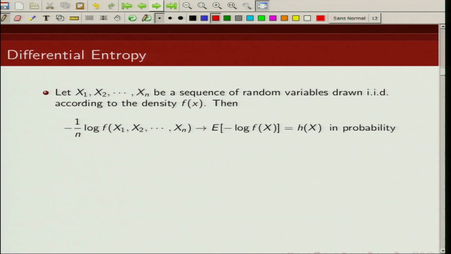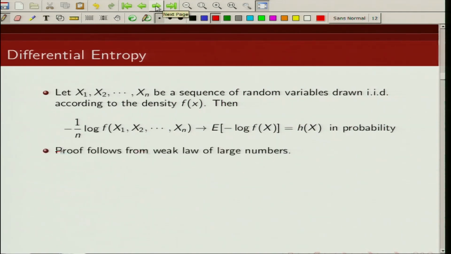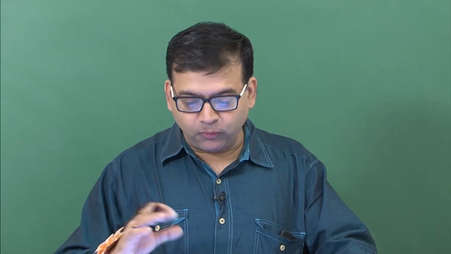Now if X1, X2, X3, ..., Xn is a sequence of random variables drawn i.i.d. according to the density f(x), then minus 1 by n log f(X1, X2, X3, ..., Xn) converges to the differential entropy in probability. The proof of this is very similar to the proof that we did in the discrete case. This follows from the weak law of large numbers.